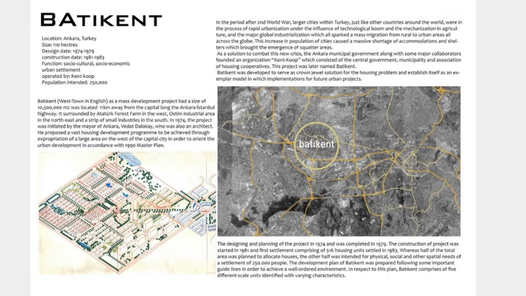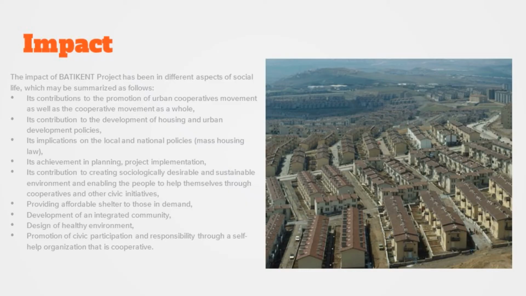The development of Batikent was prepared following the important guidelines in order to achieve a well-ordered environment. In respect to this plan, Batikent comprises of 5 different scale units identified in various characteristics. So the impact of these designs were to contribute and promote the urban cooperative movement as well as the cooperative movement as a whole for this kind of urban settlements.